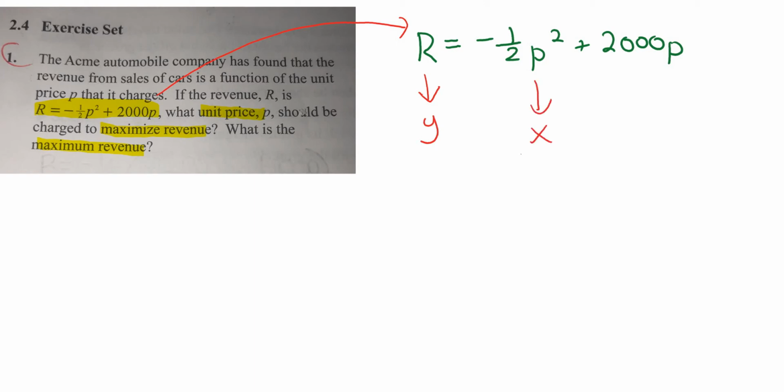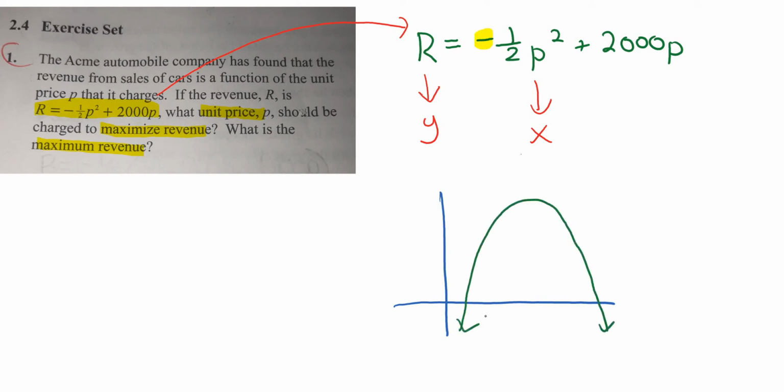Okay, so when you think about this graphically, this parabola is opening down because of this negative sign. And if you draw a graph opening down, and if you label your axes, this is revenue because revenue represents y, and the x-axis will be price because price represents x. Basically, the question is just asking you for the coordinates of the vertex. So what is the vertex right here?